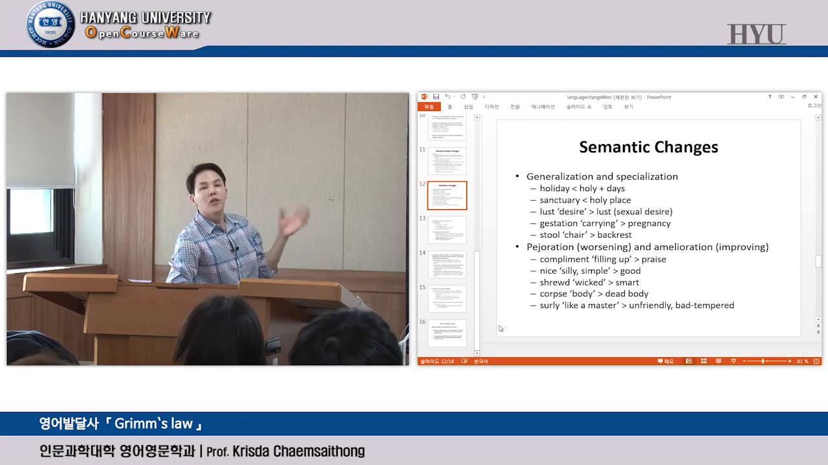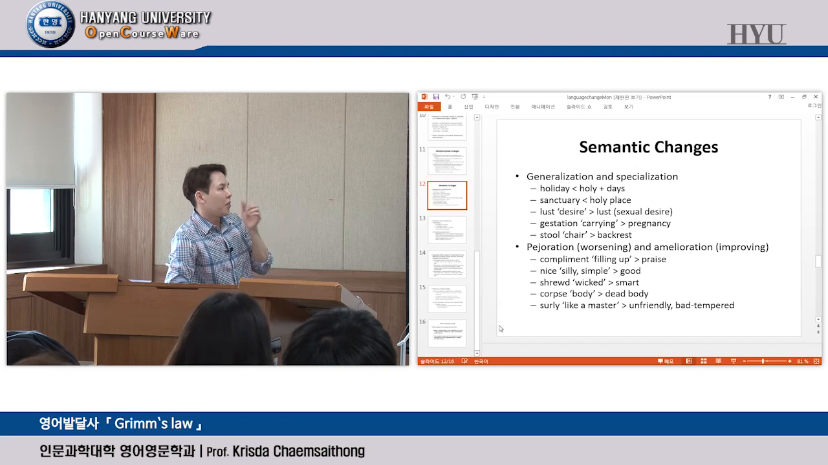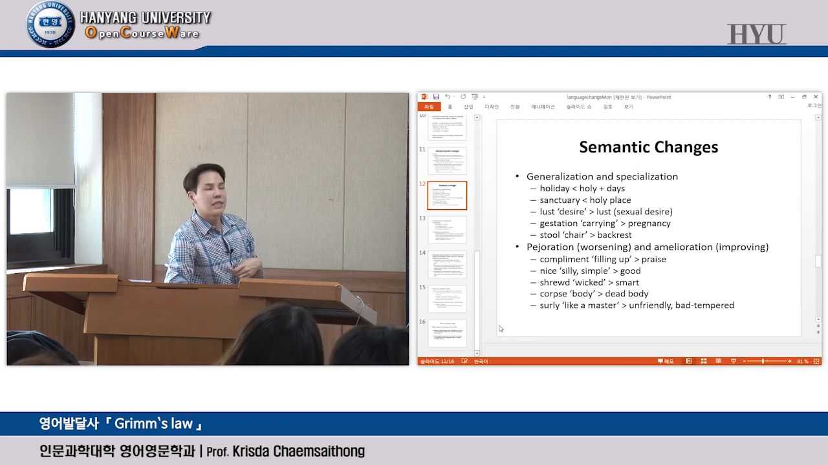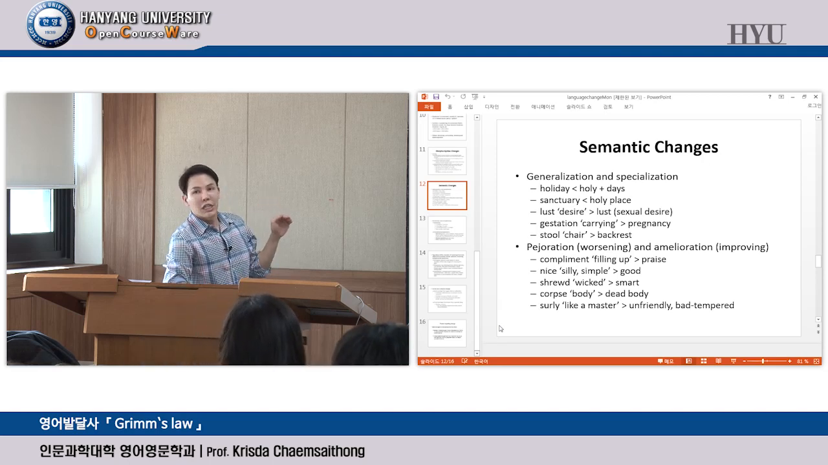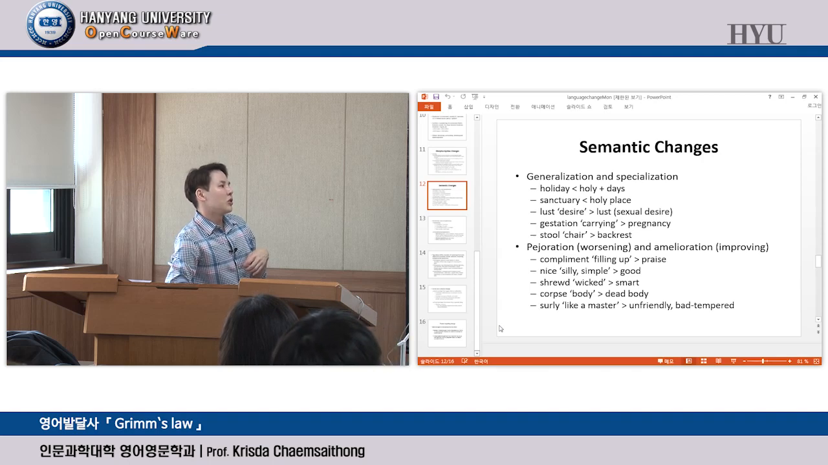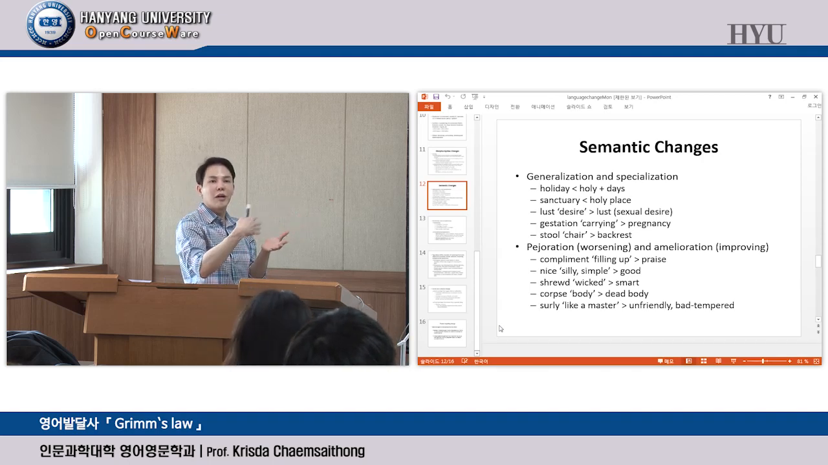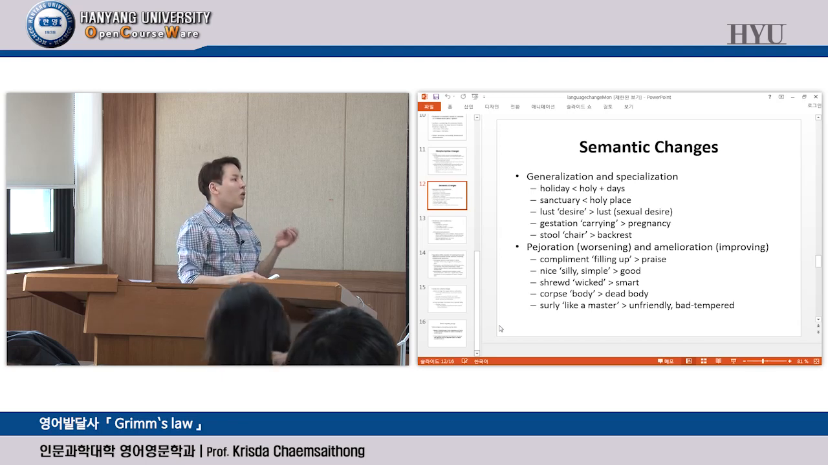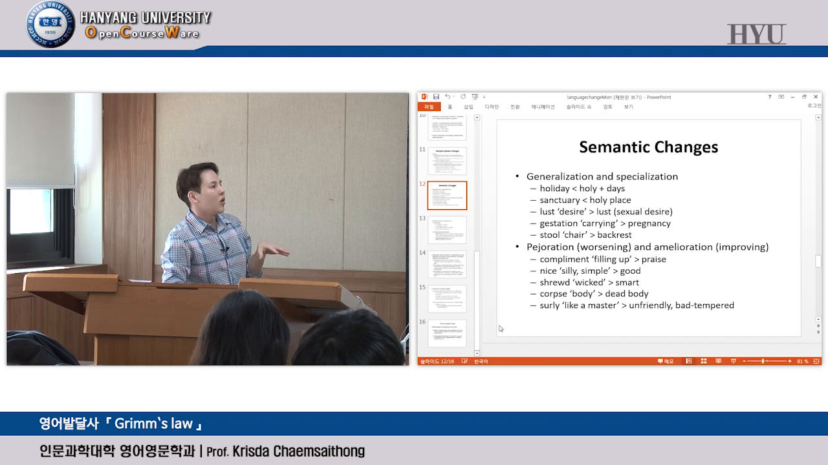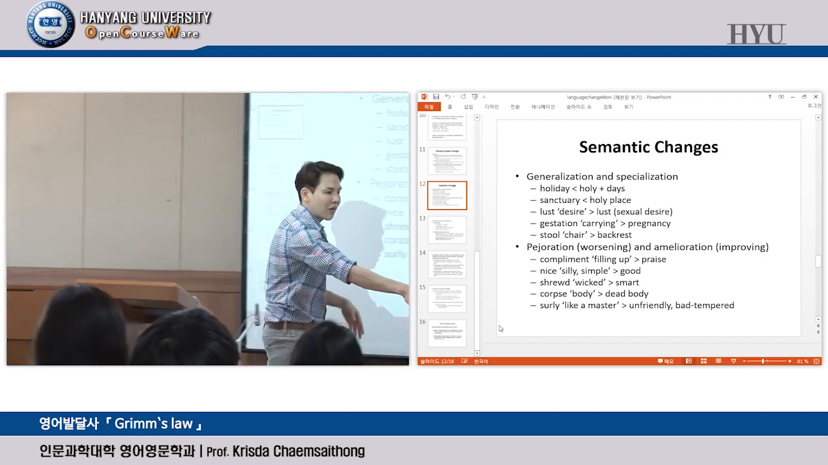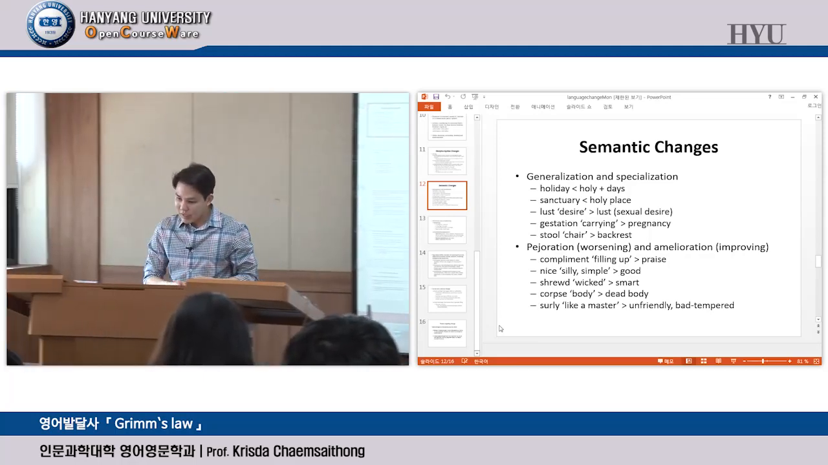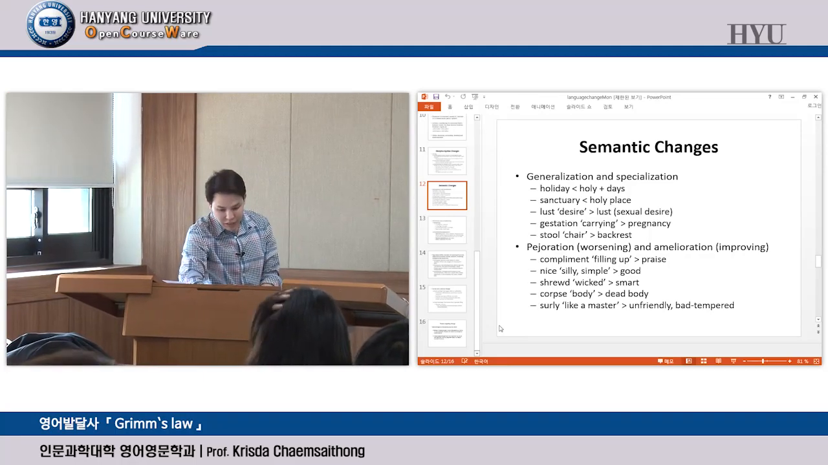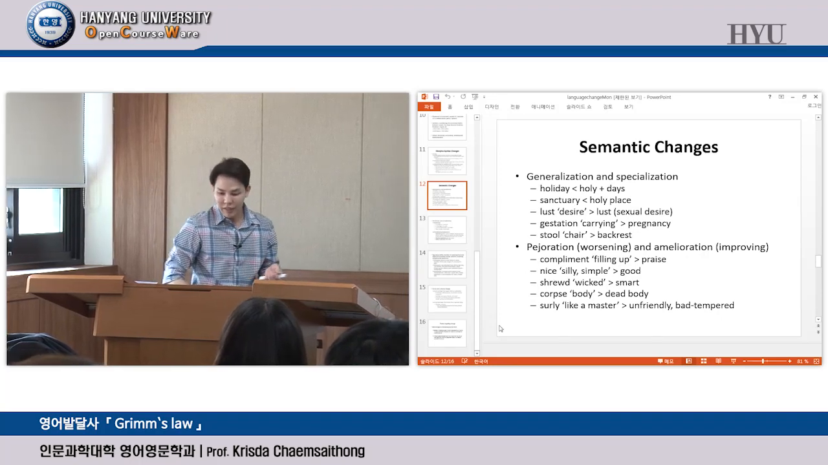Gestational is an adjective form. So pregnancy, pregnant. When you see the word gestation, you know that it means pregnancy. So this is specialization. Stool used to mean a chair. A chair could come in many shapes and sizes, right? But nowadays, only a chair that doesn't have a backrest, only the seat, will be called a stool. So this is a specialization, from broad to more specific.